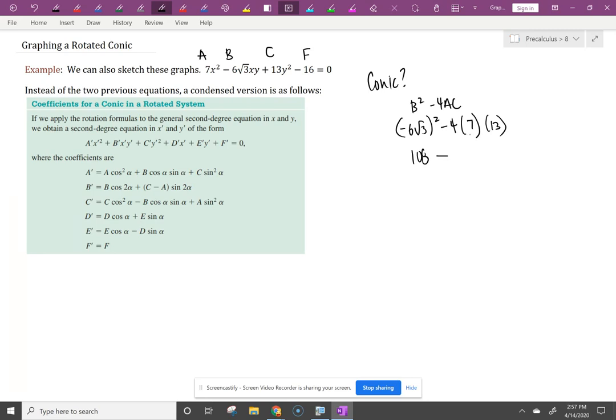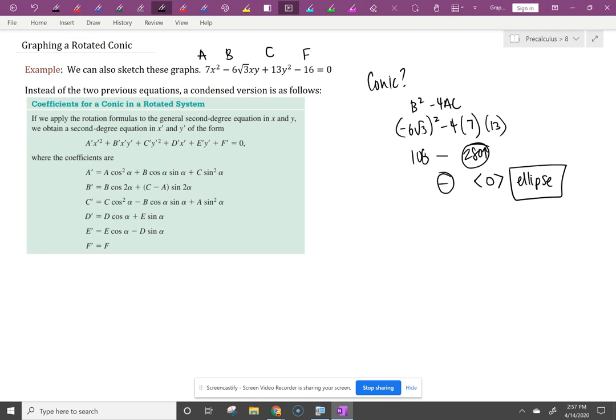Now, 4 times 7 is 28, times 13. 28 times 10 would be 280. So this is definitely going to be a negative number, right? This is bigger than 280. I know that already. So 108 minus something really big is going to be negative. So what does that mean? That means it's less than 0, right? Or an ellipse. So I know it's an ellipse. So I'm like, sweet, looks like a little TIE fighter.